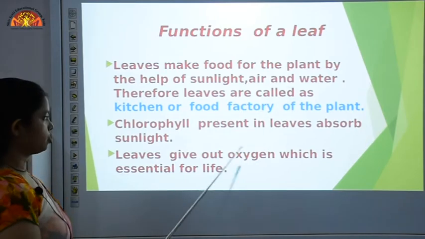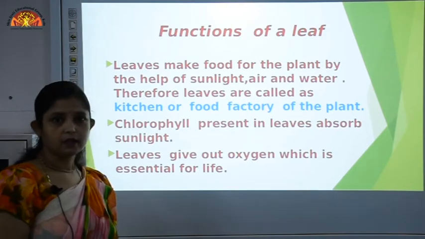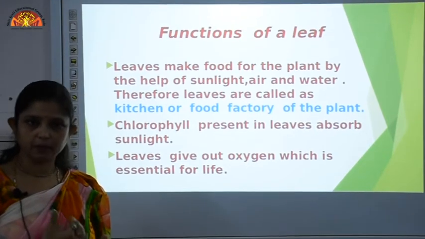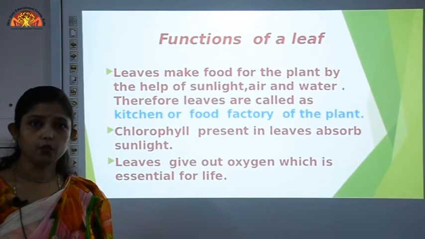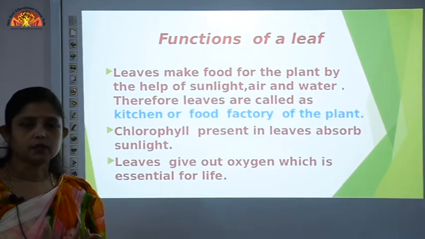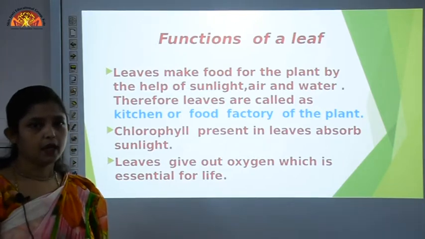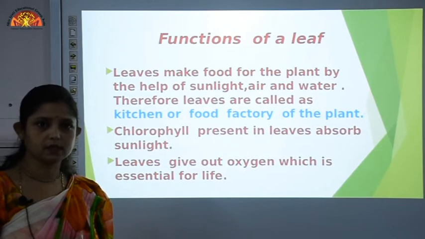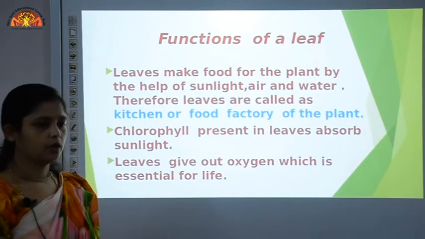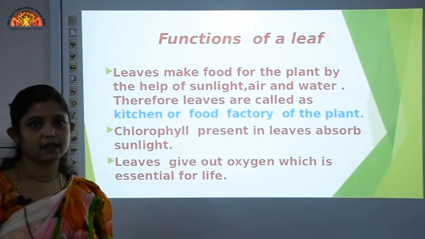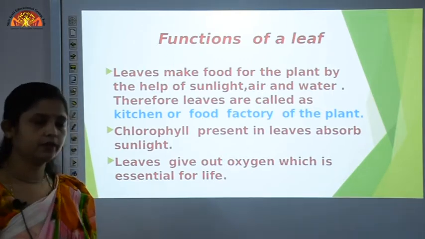Then leaves give out oxygen which is essential for life. Now when leaves prepare their food, they take the carbon dioxide from the air and they take water from the soil and they convert it into food. Now when they convert it into food, oxygen is also produced in this process, and this oxygen is given out, and as I have told you, there are tiny holes called as stomata. So through those stomata this oxygen is given out, and this oxygen is very essential for us as we need this oxygen for breathing. It makes all the living things alive.